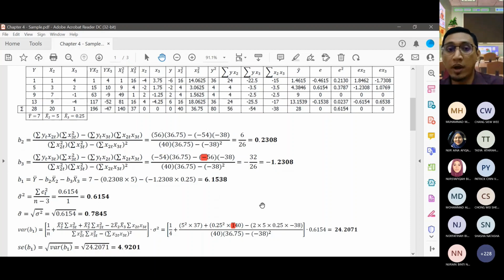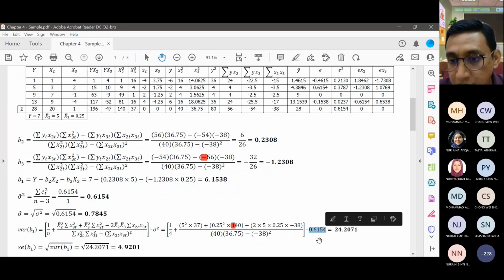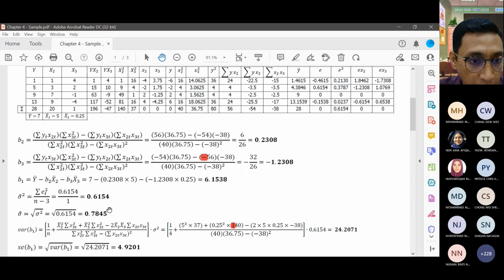So that's another reason why it's better for you to construct a table first, rather than directly estimating the variance from the raw information. Minus 2 times 5 times 0.25, you obtain that same information here. Minus, times negative 38. How do we get this negative 38? That negative 38 is the sum of x2 times x3. Over the same denominator, so we don't have to recalculate it, times the regression variance or residual variance, 0.6154. Okay, we obtain 24.2071. So this is the variance for B1.